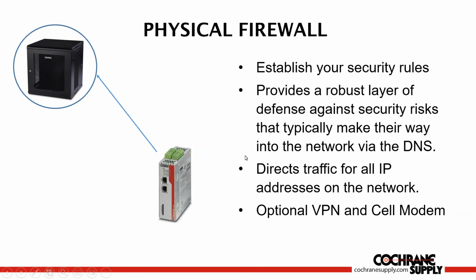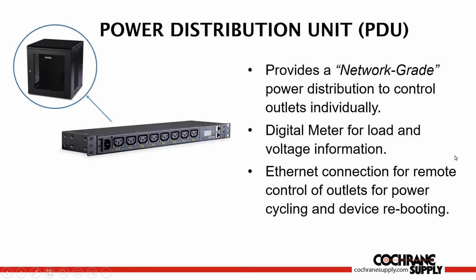And then the physical firewall. We talked about this a little bit, but you want to make sure you have this appliance in the topology. This is where all your security rules are going to be established. It's going to direct all your IP addresses and all that good stuff. A lot of these firewalls nowadays have optional VPN and cell modems also, so you can get an appliance that's not just the firewall, but also has those other capabilities like VPN and cell modem.